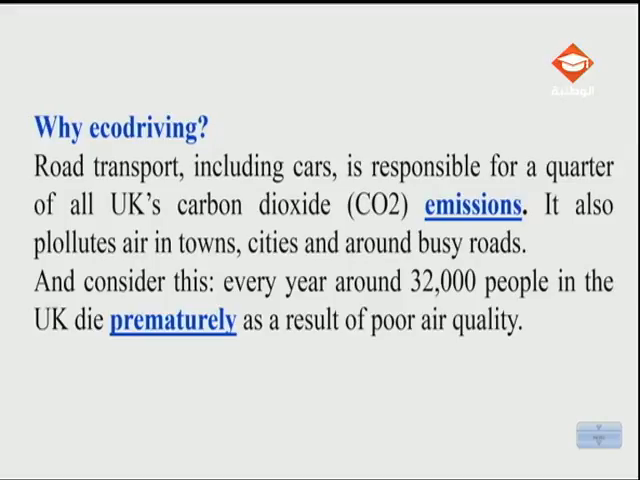And this is premature death. So we will understand the meaning of this later on. But the number is shocking. 32,000 people in the UK alone. So we need to eco-drive. Yes. So there are eco-driving tips. Have you got any idea on the ways or the tips that a driver should adopt so that he can say, I am an eco-driver, or I'm eco-driving?